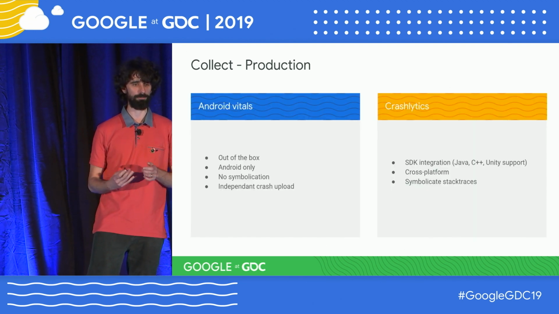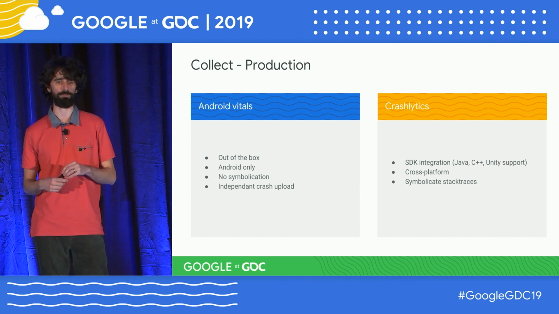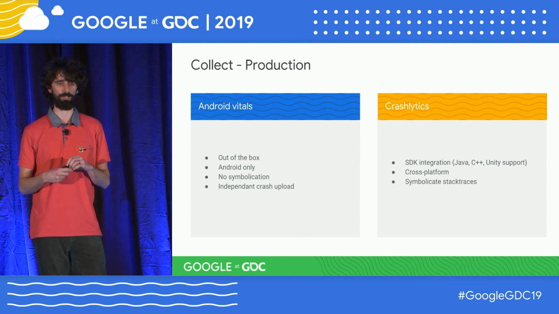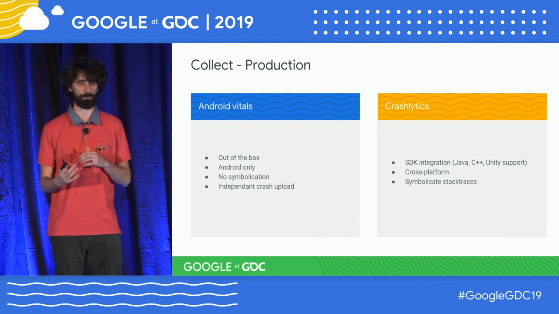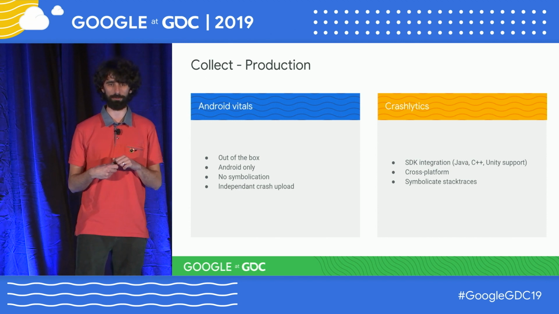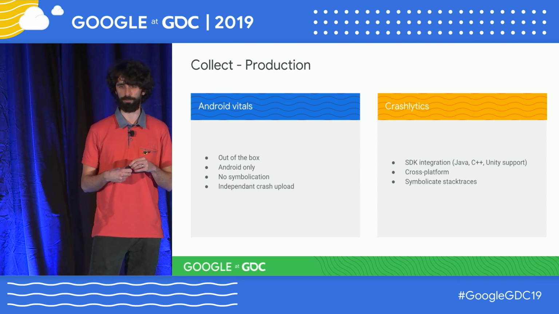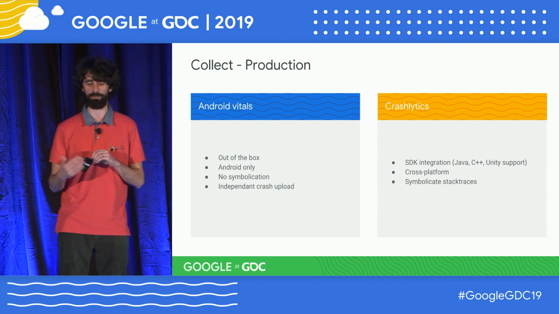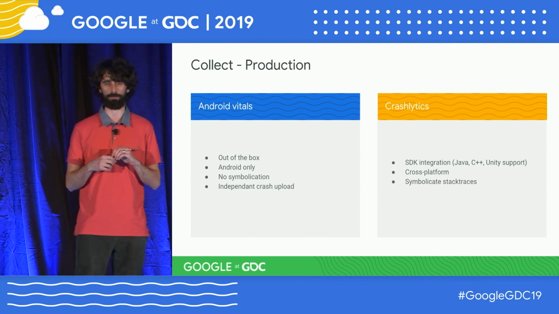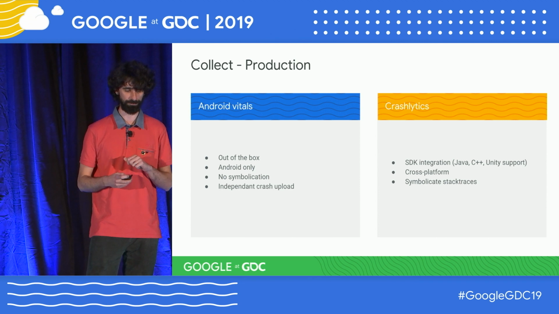So Android Vitals is pretty much out of the box. If you publish a game on Play Store, and you go in the Play Developer Console, and you look at the Android Vitals section, you will see right away your crashes. And the crashes there will already contain the stack trace. However, the stack trace is not symbolicated, so you will just have, as we had during QA with a release build, the C++ function addresses.